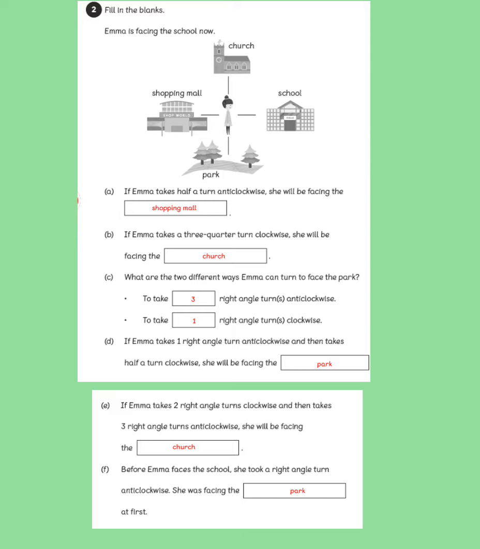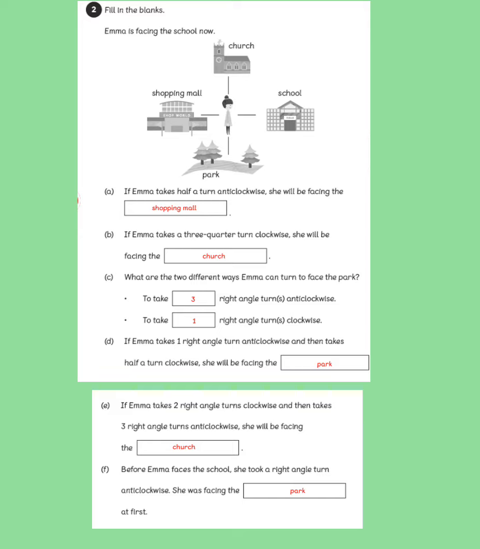Question A, if Emma takes half a turn anti-clockwise, she will be facing the shopping mall. And it could have said, if Emma takes half a turn clockwise, it doesn't make any difference. A half turn will always put you facing the opposite direction. So if Emma takes half a turn anti-clockwise, she will be facing the shopping mall.